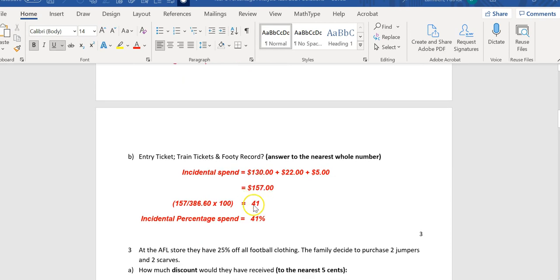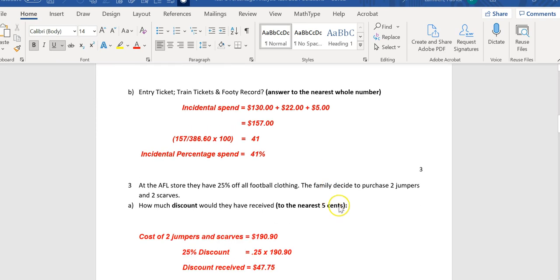Now the incidental spend is also one amount over the other amount. So you get your amount by adding up the incidental spend, putting it over the total spend, multiplying it by 100, and there's your mark.